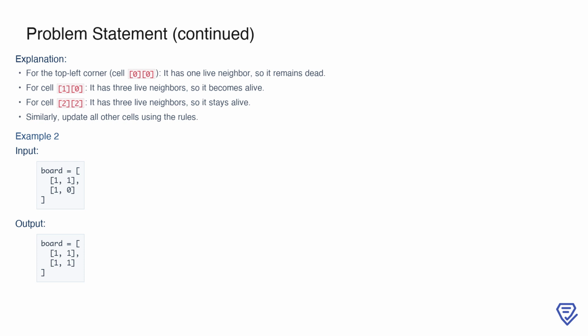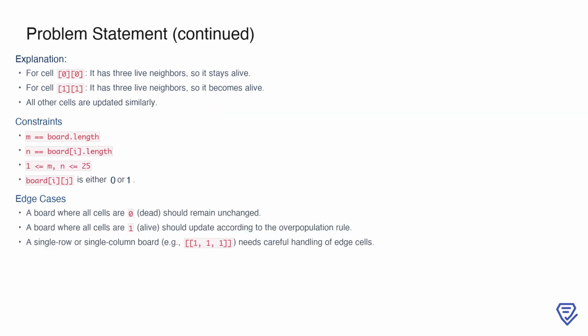In another example, for a smaller grid like 1, 1, 1, 0, the board evolves to 1, 1, 1, 1 after applying the rules. Again, the transition is determined entirely by the initial states and the rules of the game. Let's break down the second example to clarify the updates further. For the cell at 0, 0, it has 3 live neighbors, so it remains alive. Similarly, the cell at 1, 1, which starts as dead, also has 3 live neighbors and becomes alive. The rest of the cells are updated according to the same rules.